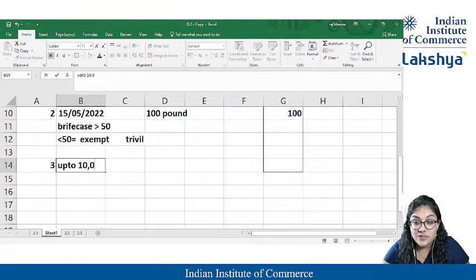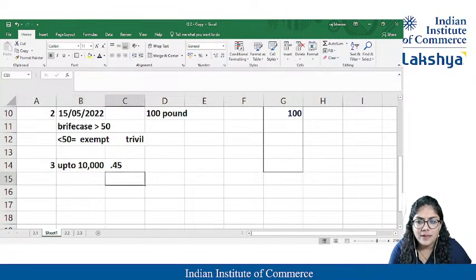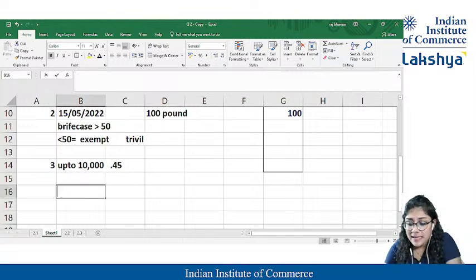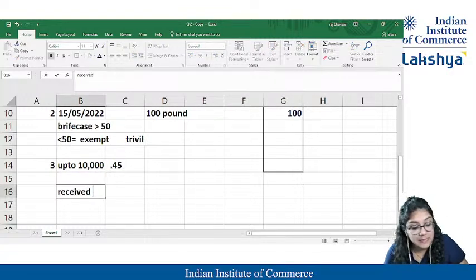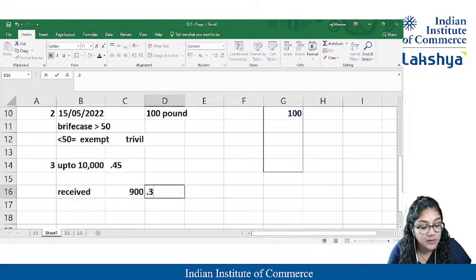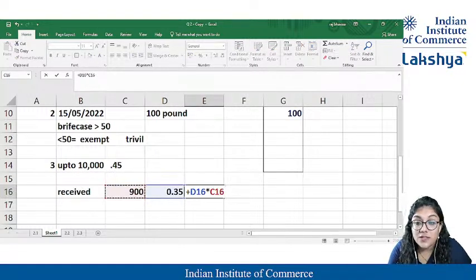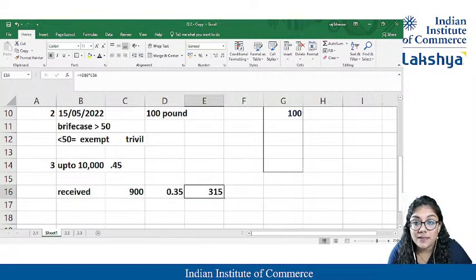If it is up to 10,000 miles, how much reimbursement do we get? Guys, we are supposed to get 45 pence. But what did I actually receive, guys? I actually received only 900 miles into 35 pence. So I got only this much.